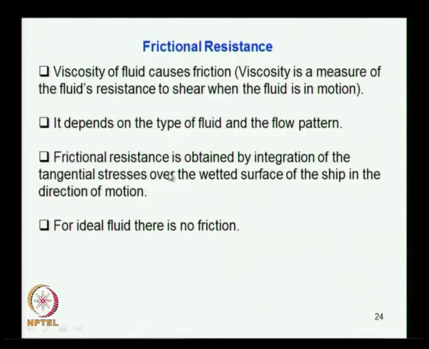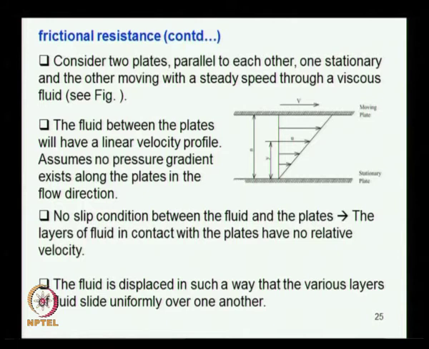Frictional resistance is obtained by integration of the tangential stress, that is what I said before, by integrating the tangential stresses over the wetted surface. For an ideal fluid there is no friction because there is no viscosity, so that is obvious. That is what we discussed in relation to D'Alembert paradox.